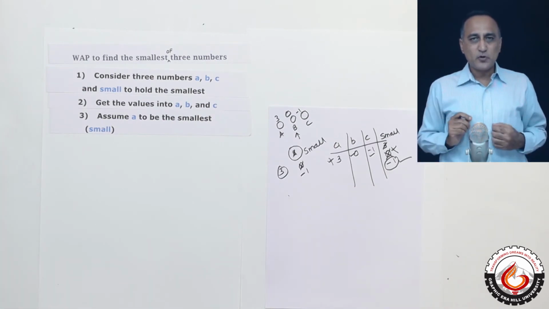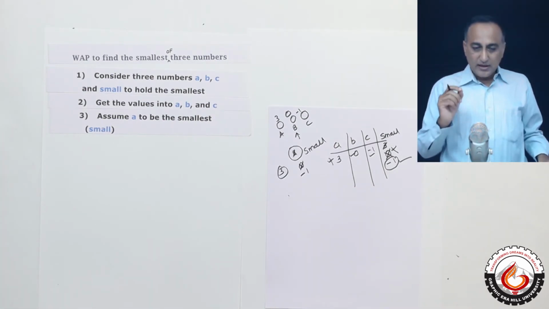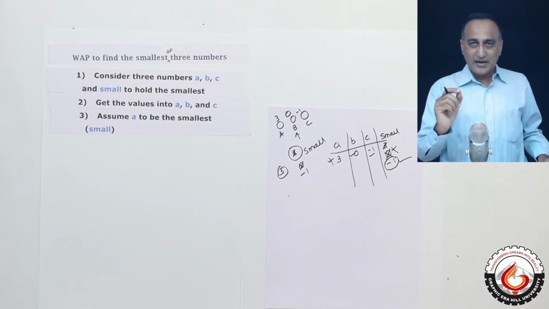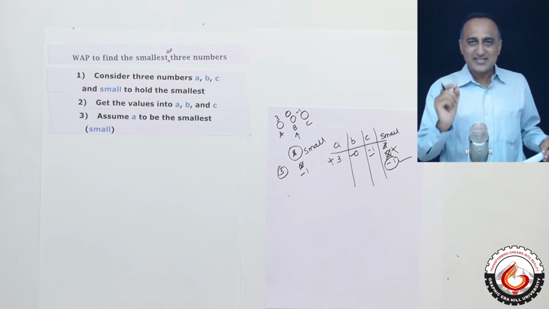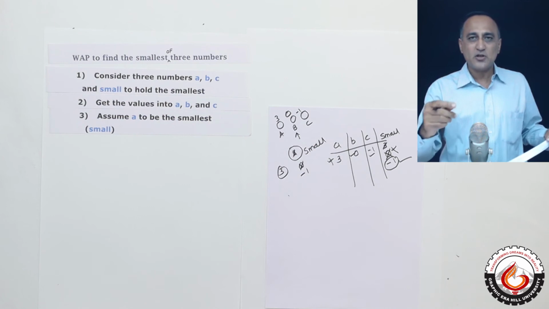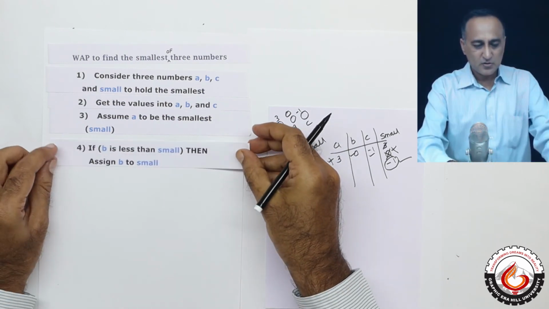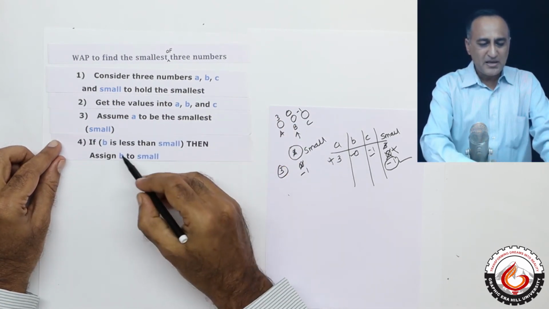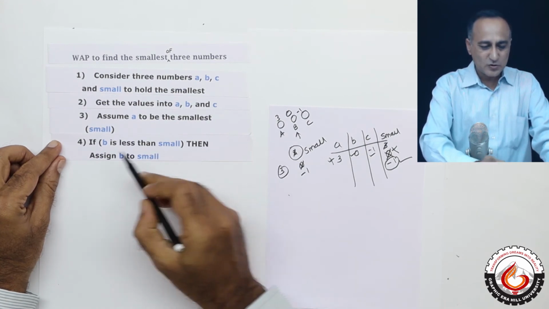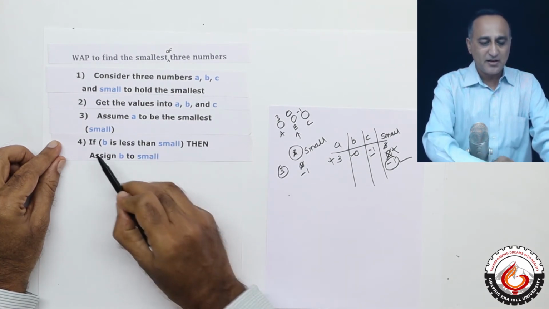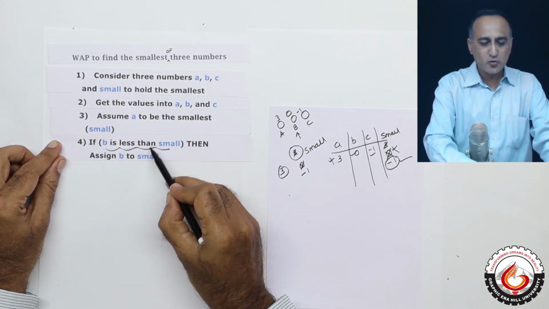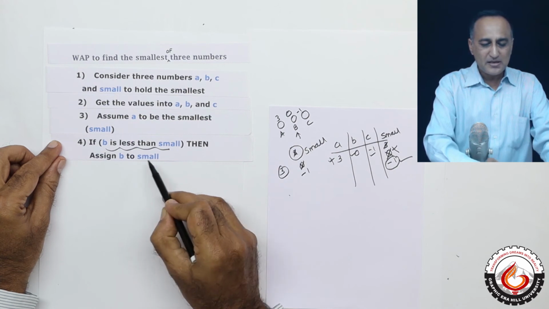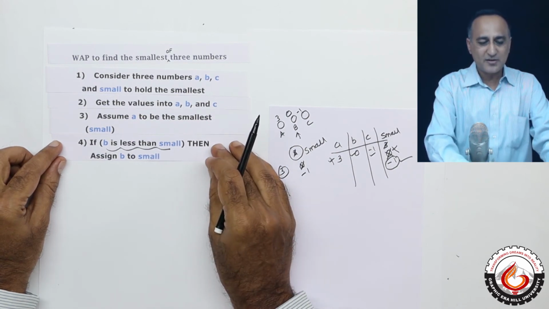Now next time what I am going to do is look at the value of B and I am going to say, is B lesser than small. If B is lesser than small, then the value of small will be changed to the value of B. So this is what I am doing. If B is less than small, then, so you can see an if and then statement here. If this condition is true, then the value of B is copied to small or is assigned to small.